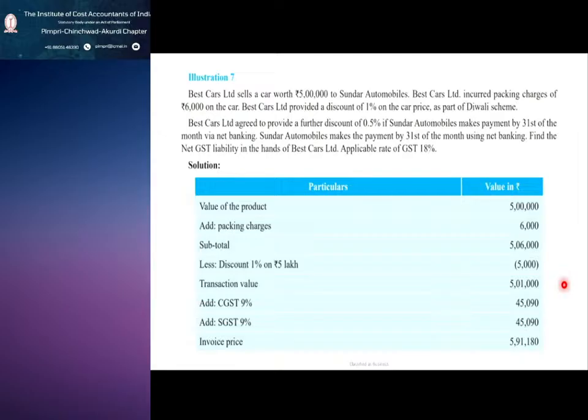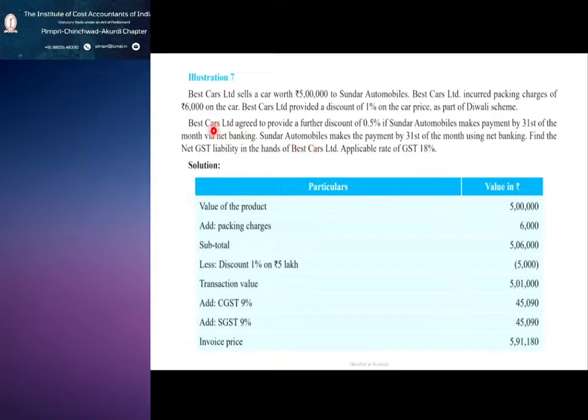The discount should be on the basic price and not including the packing charges. The discount should always be on the value of the product. So it is on 5 lakhs, and 1% discount is 5,000. Now what is our transaction value? 5,01,000. Now we will be paying the GST. We have calculated the GST, so it comes to 45,000. So we will be paying GST of 45,000.